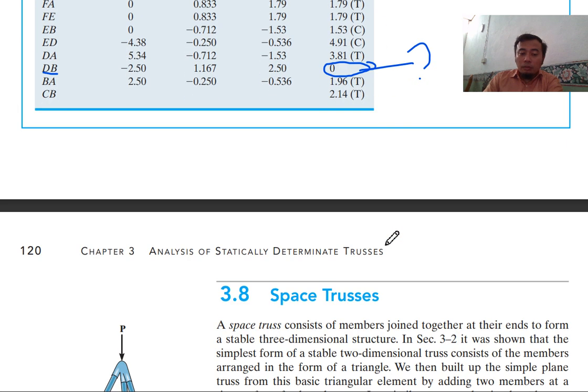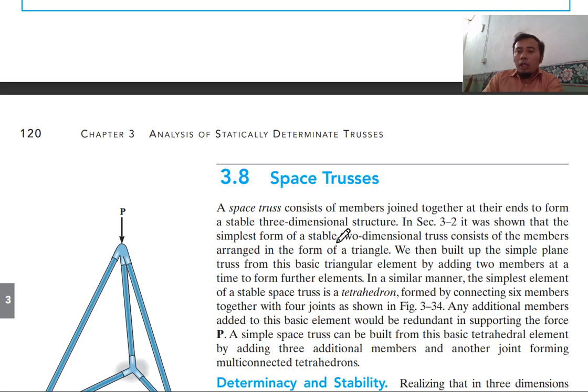Okay, so next video we will take a look at space truss.